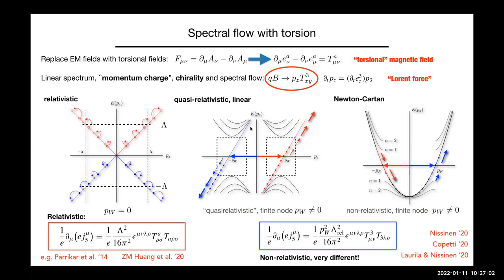or less the same, except for the important point that now instead of electric charge and magnetic fields, it's momentum and torsion, which is inducing the Landau level spectrum. And similarly, as with electromagnetism, if I now do adiabatic time-dependent fields, I get a contribution which looks like electric torsional fields, if you want.